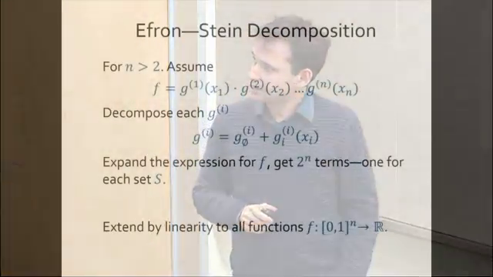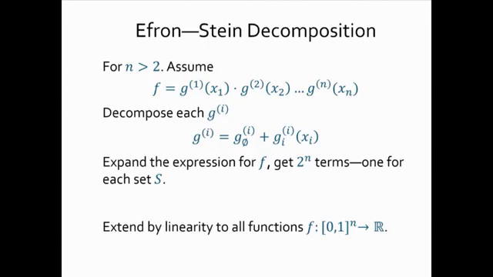And now let's assume that n is greater than 2, and again, f is the product of terms like this. Then we just decompose gi in a similar way. So we write that gi is equal to its expectation plus gi minus its expectation. We substitute each gi in this product by the corresponding expression, and then expand that, and we get 2 to the power of n terms. And each term is a term in the Efron-Stein decomposition of f.